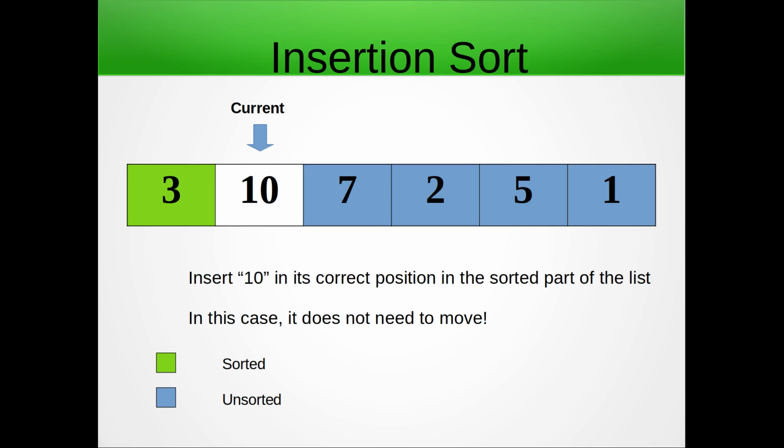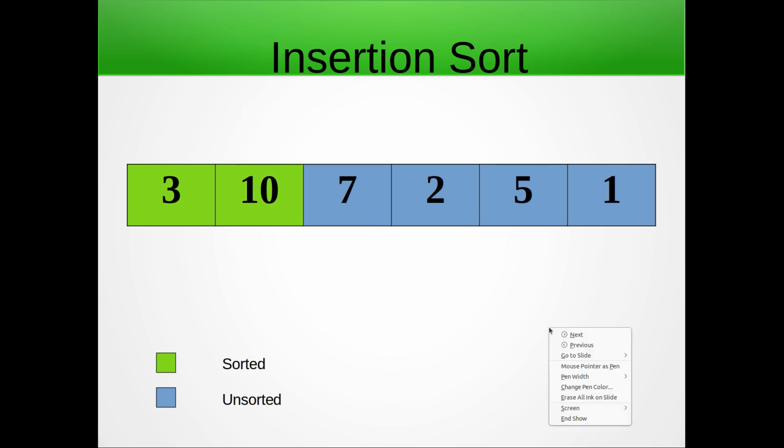And what I have to do is insert 10 in the correct position of the sorted part of the list. And I'm hoping that the sorted part of the list will now become the first two elements. So far it's the first one, and I'm going to hope that I can make the two initial elements in the list the sorted part of the list. In this case, I don't need to do much because 3 is smaller than 10, so I'm already where I should be. It doesn't need to move. This part of the list is sorted.